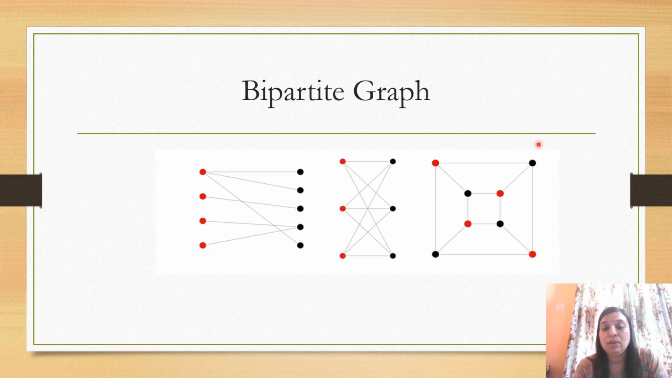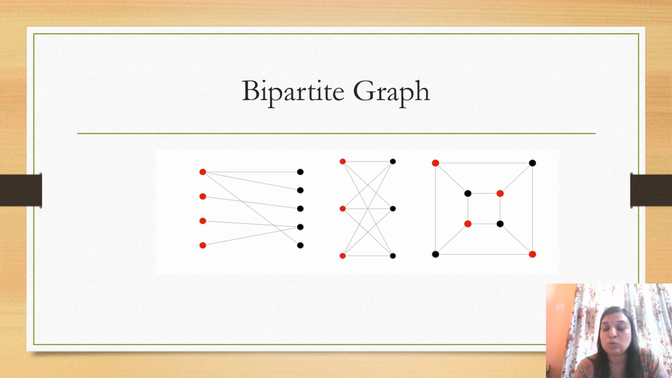For example, here this red vertex is not connected to this blue vertex. So though it's a bipartite graph, it is not a complete bipartite graph, right? But this is an example of a complete bipartite graph because every red vertex is connected to every blue vertex.